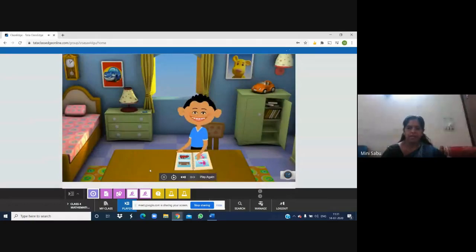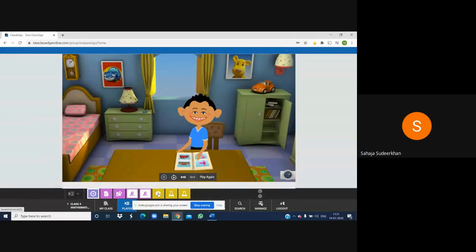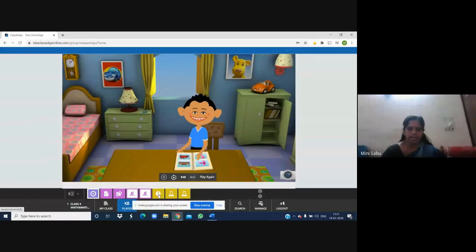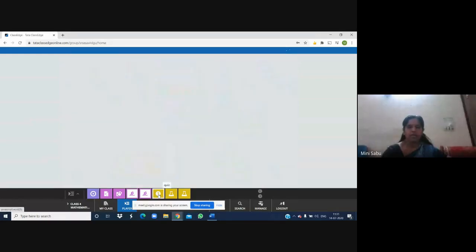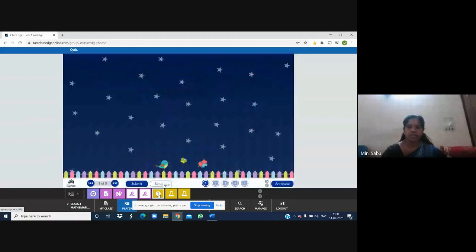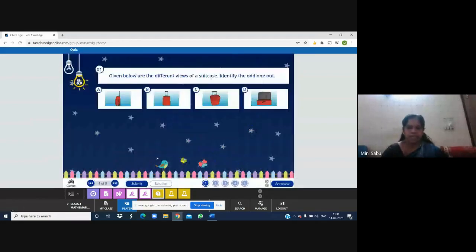Okay, children, did you get some idea about top view, front view and side view? Yes, ma'am. Now we are going to a quiz. Given below are the different views of a suitcase. Identify the odd one out.